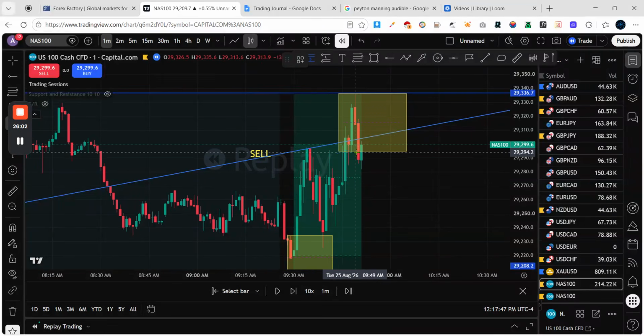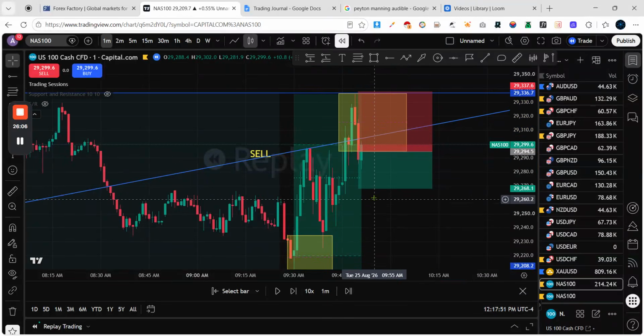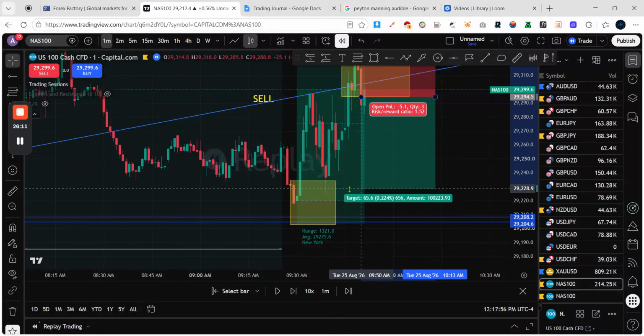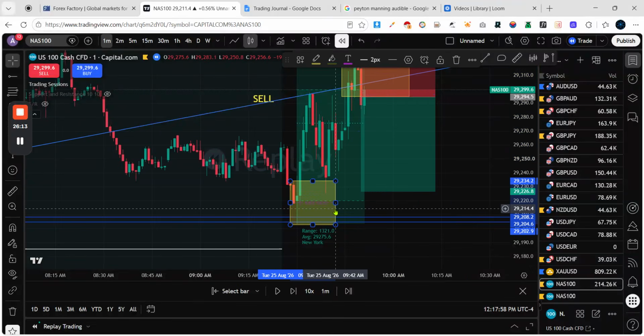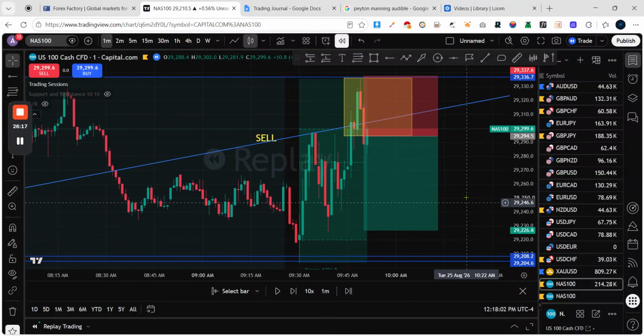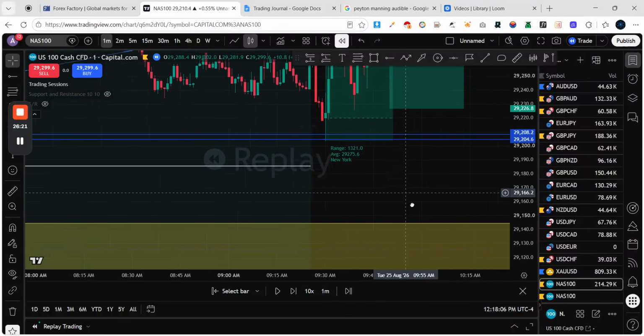So boom, enter into a trade right here. I put my stop loss just above, right? And then what did I target? I target this area here, right around this area. Now, why did I not take this all the way down to the point of control, right?